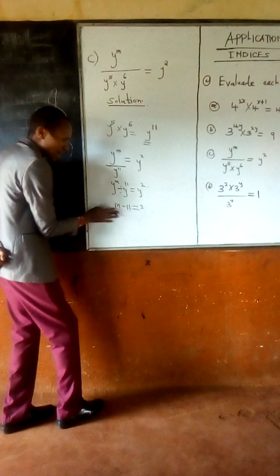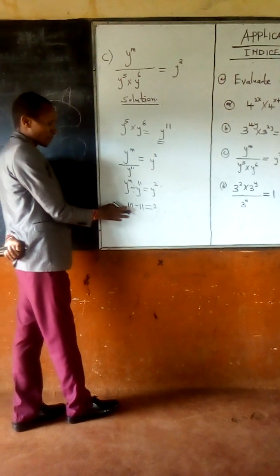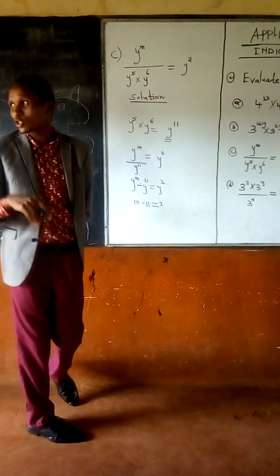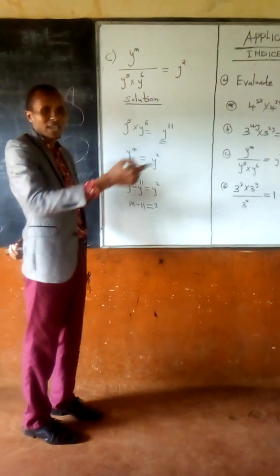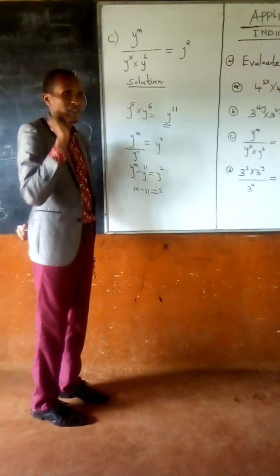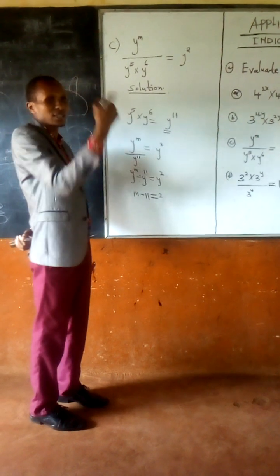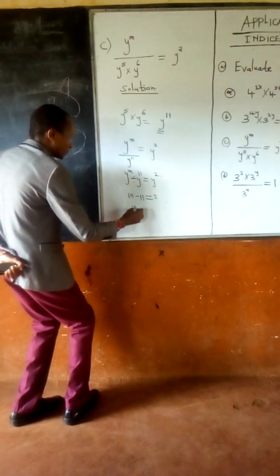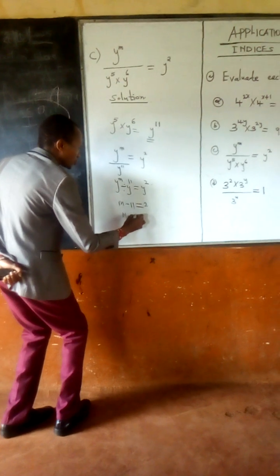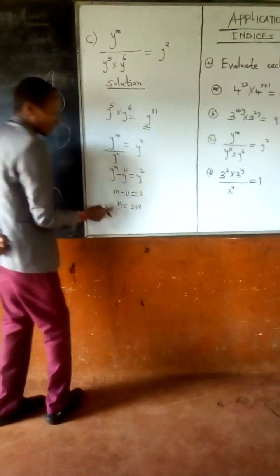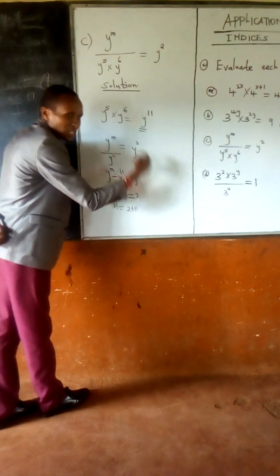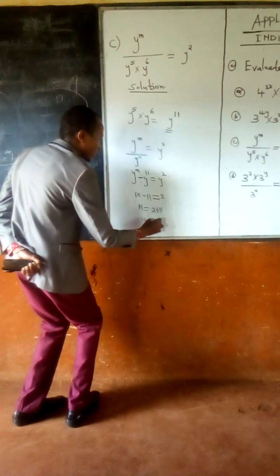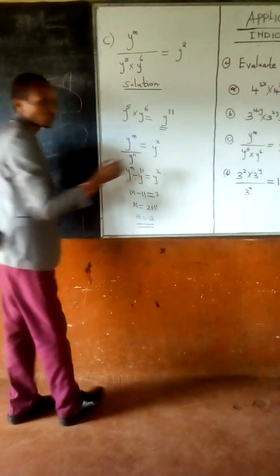Now we want to remain here with m. So what do we do? Just take negative 11 across the equal sign. Remember that when taking a value across an equal sign, it changes sign. If it is positive, it changes to negative. If it is negative, it changes to positive. So m is equals to 2 plus 11. Remember here it is negative. On crossing the equal sign, it changes to positive. So m is equals to 13. That is how to solve that.